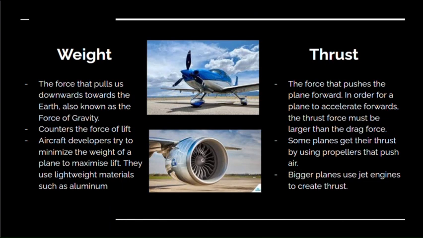Weight and thrust. Weight is the force of gravity that pulls planes downwards towards the earth. Weight, or the force of gravity, is the reason why we come down when we jump up. Aircraft manufacturers try to use lightweight materials such as aluminum to make the plane in order to maximize lift. This is because weight counters the force of lift.